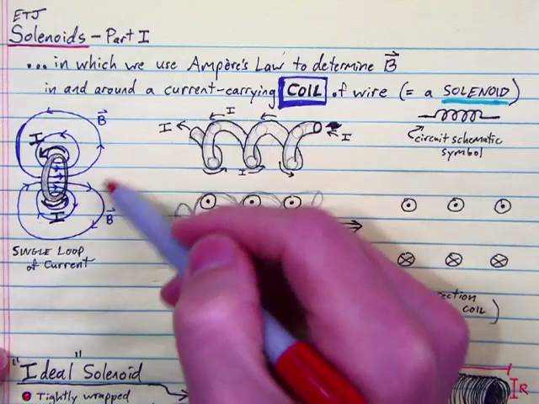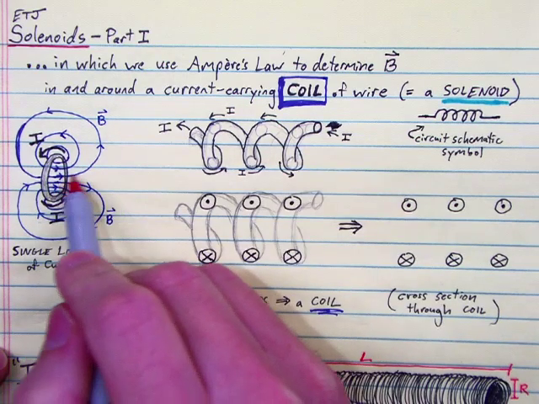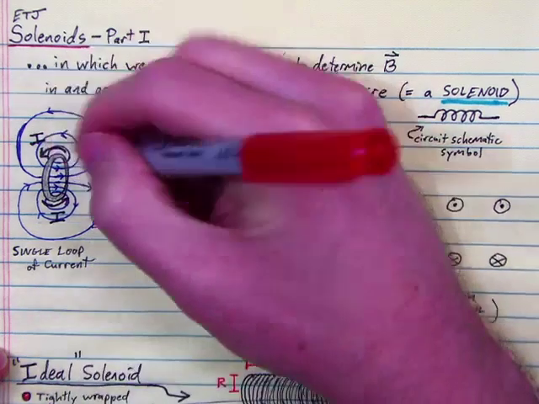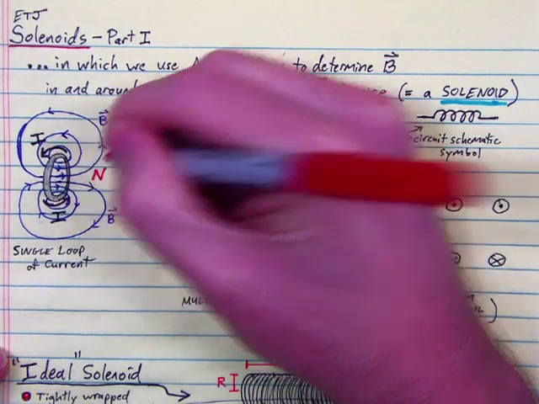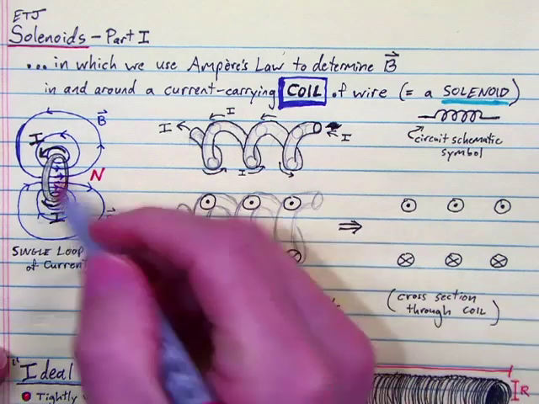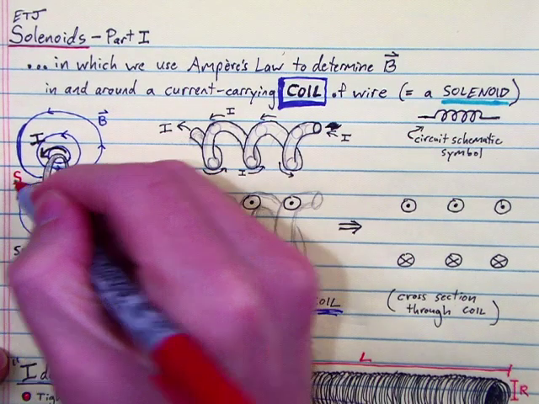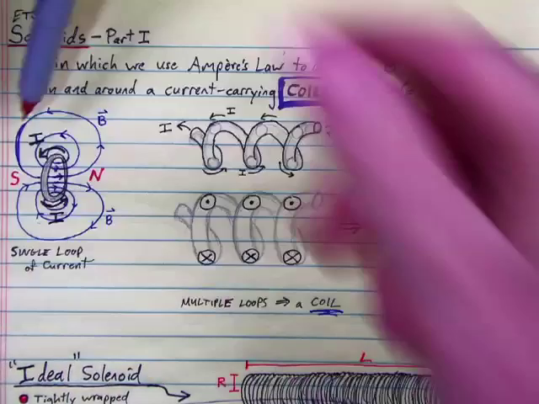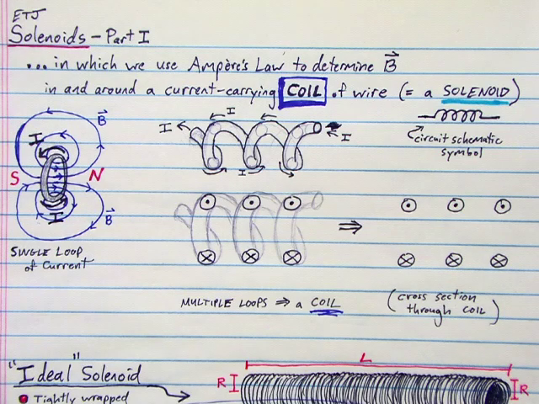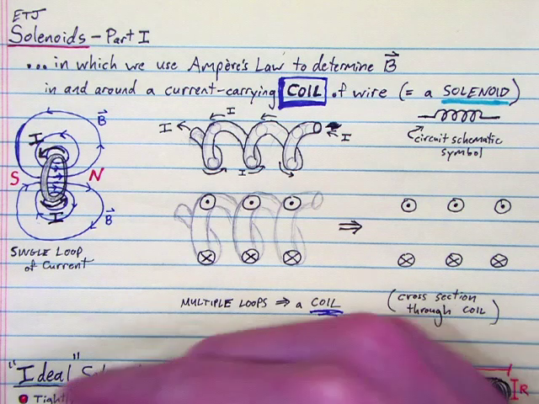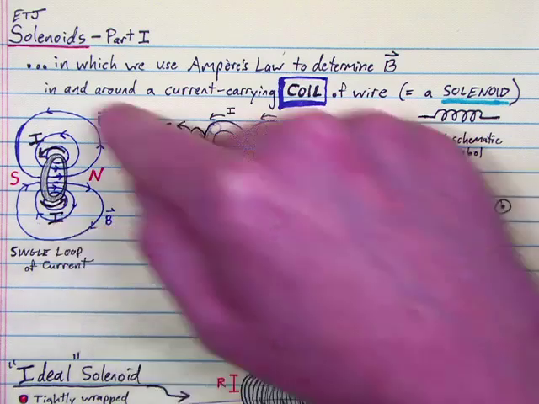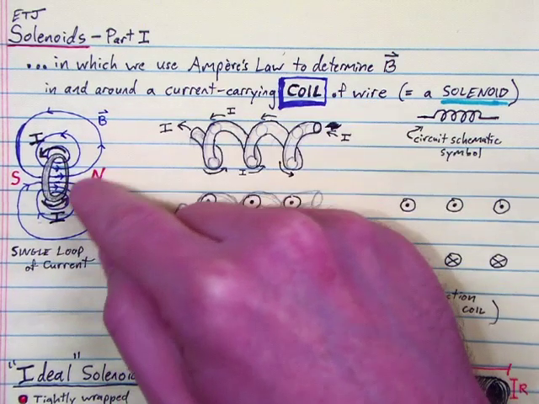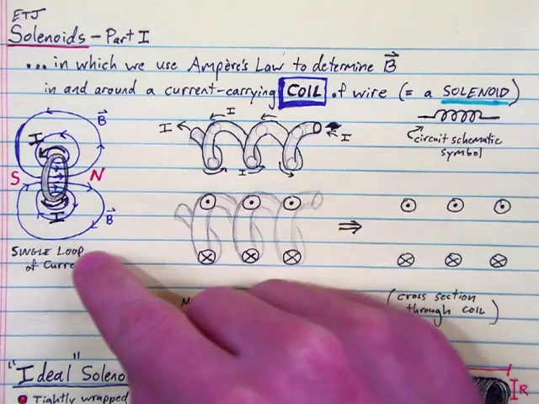This side on the right, where the field lines are emerging from the loop of wire, would be considered the north pole of our magnet here, and this is the south pole over here. Field lines emerge from the north and then go back in at the south. Okay, so we've got an electromagnet here, a magnetic field generated by a loop of current, north and south poles.